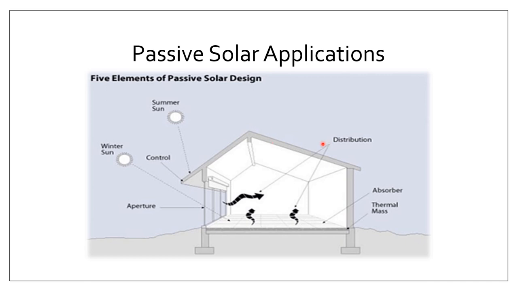So passive solar design, this is the same picture, showing you the five elements of passive solar design. You have your summer sun and your winter sun. The winter sun is lower than the summer sun, so you are going to collect it using the windows, while the summer sun comes directly onto the roof. These are designed structures, so you have your floor and your insulation. These are all your absorption and storage, and distribution, of course, using natural convection.